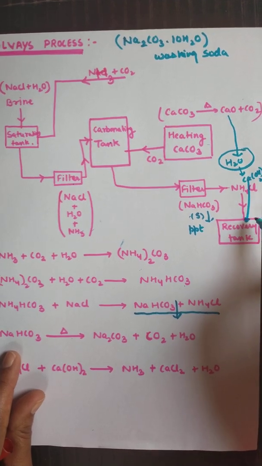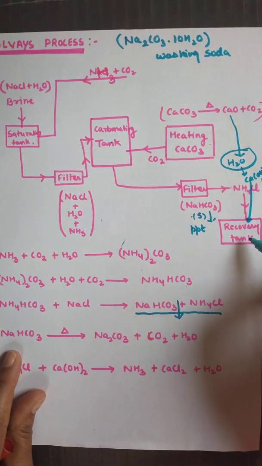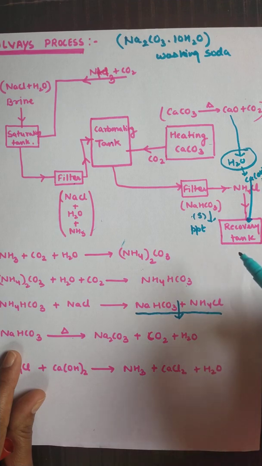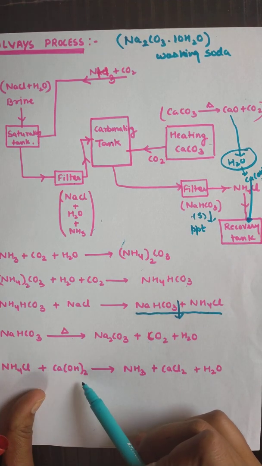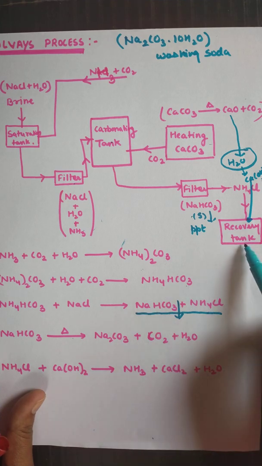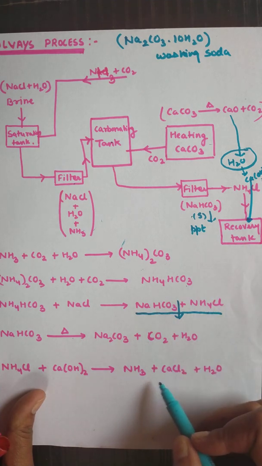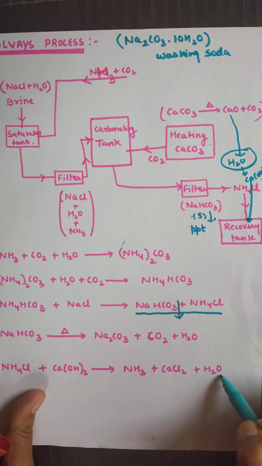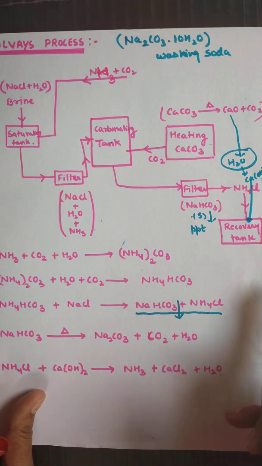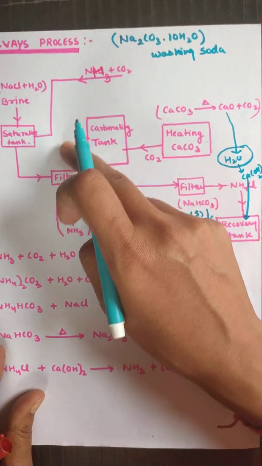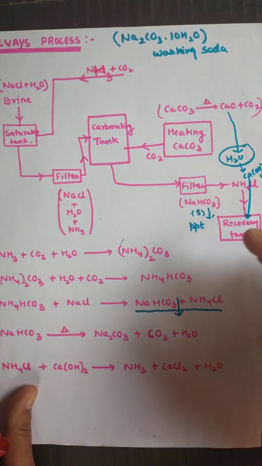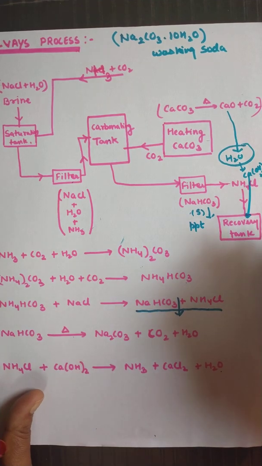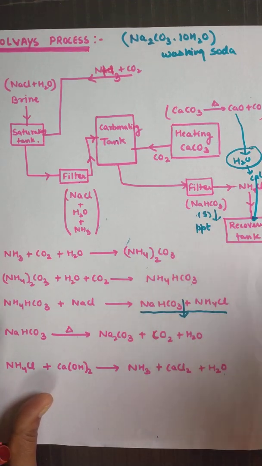In this recovery tank calcium hydroxide is filled, and from here ammonium chloride is passed. When ammonium chloride is passed through this recovery tank, then what happens? Then again the ammonia is formed. Ammonium chloride reacts with the calcium hydroxide in the recovery tank, and it forms ammonia, calcium chloride and water. This ammonia is again transferred to the saturated tank. So continuously, again and again, the process continues.